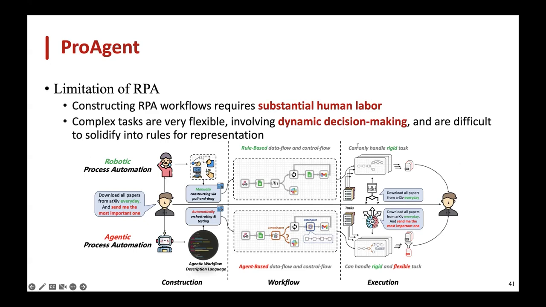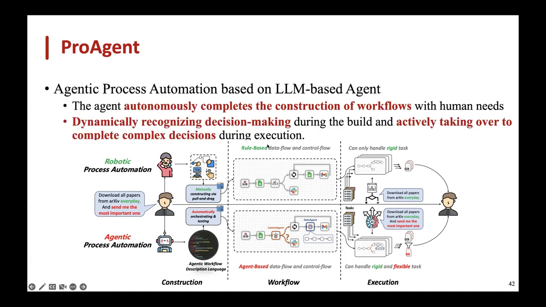First, as the figure shows, while RPA workflows can perform processes automatically, their construction still requires human intelligence for elaborate design. Second, many tasks performed by humans are characterized by their flexible and complex nature, while the workflows are limited to mechanically replicating human behavior, posing challenges in automating intricate processes that demand diverse decision-making capabilities during execution. So based on the tool using agent, this work provides agentic process automation, a novel process automation paradigm that overcomes the two aforementioned limitations of RPA.